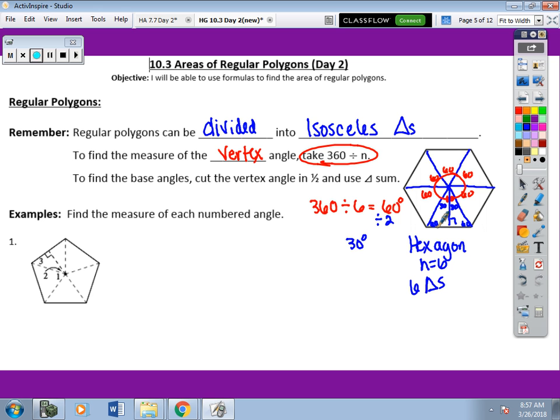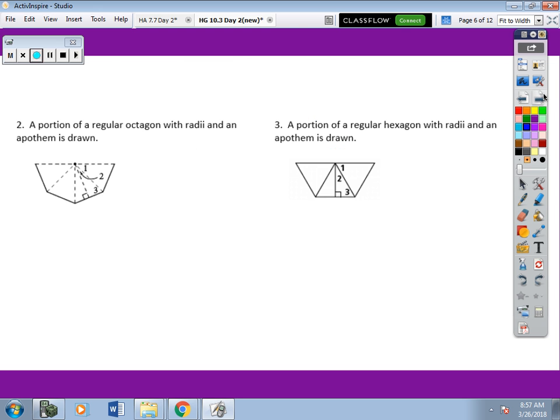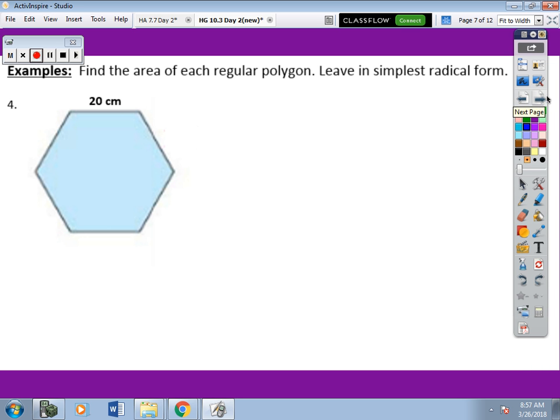That's what we're going to do on the first few examples. We're just going to find the angle measurements that we need. And then below, we'll actually take some problems where we're not given the apothem and we'll find the apothem using those angles.